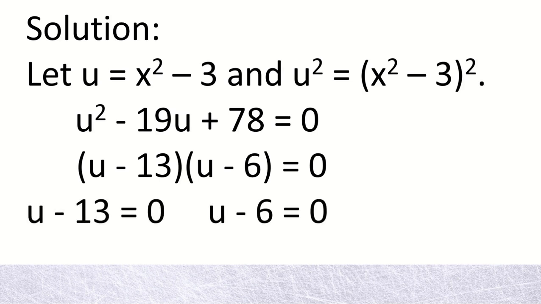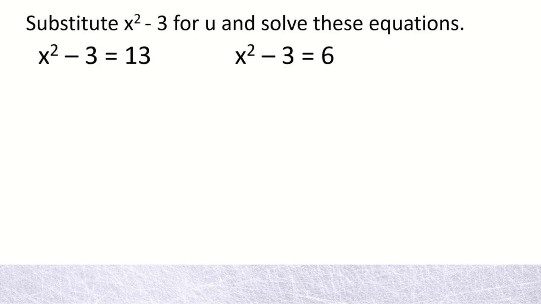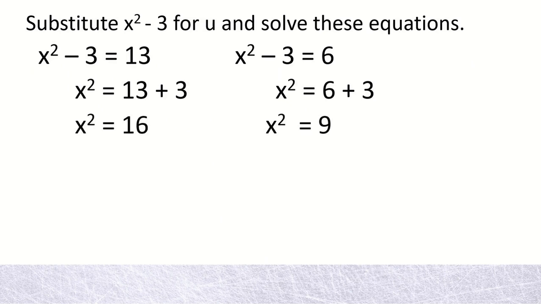Separate the two factors and equate to 0. Now, the values of u, we have u equals 13 and u equals 6. Don't forget your u, that is x squared minus 3. It becomes x squared minus 3 equals 13 and x squared minus 3 equals 6. So x squared equals 13 plus 3 and x squared equals 6 plus 3.